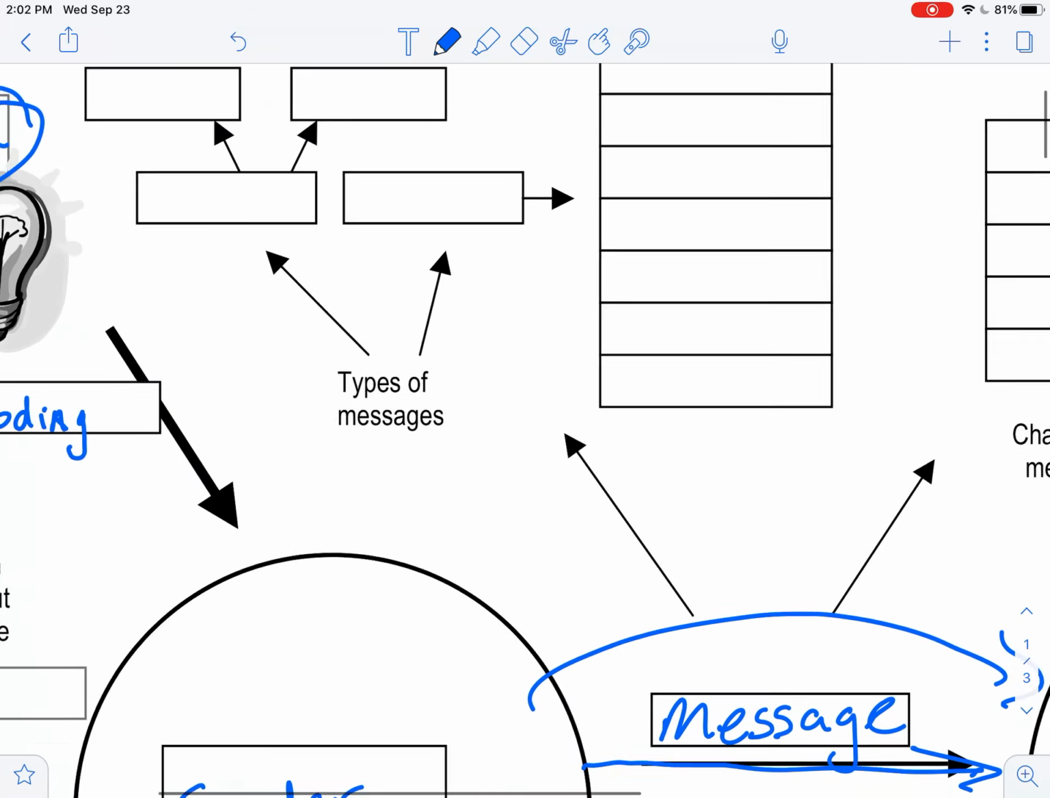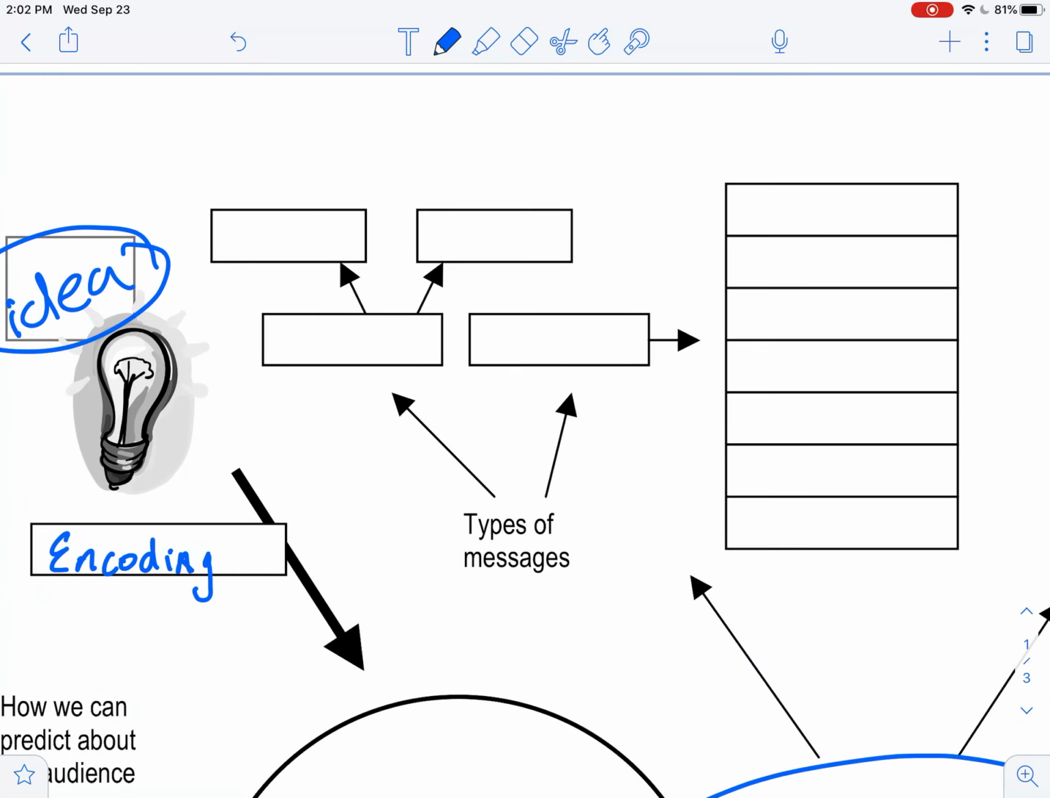Well, let's back up. Let's talk about types of messages. Let's start over here. What are the different ways you can send a message? Well, you can speak, verbal messages. You can write. Those two ways are called verbal messages. Is that the only way? No, there's another kind. It's called nonverbal. So now I have two different types of messages. I have things that come out of my mouth, spoken or written, and nonverbal messages.